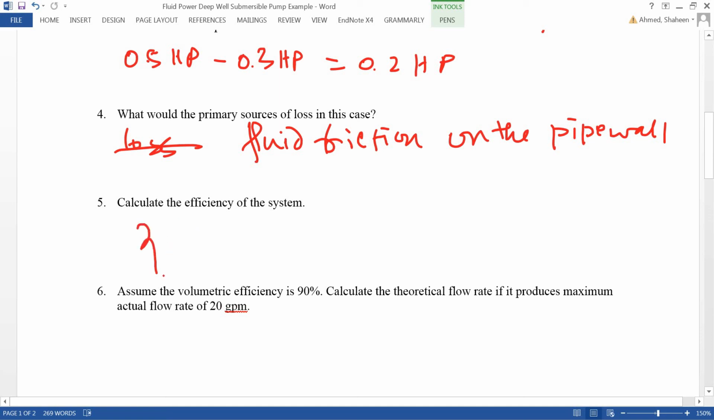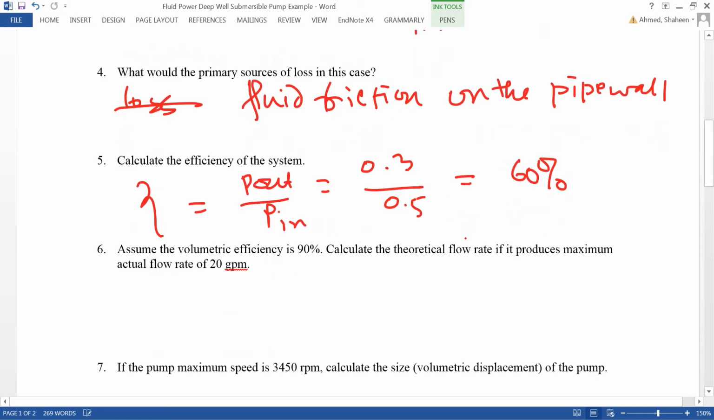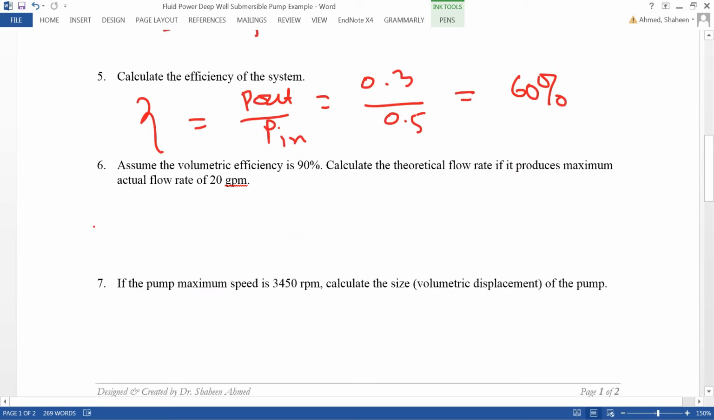Calculate the efficiency. Efficiency is power out by power in. So we calculated power out is 0.3 horsepower, and power in was 0.5, so that is 60%. And then assume the volumetric efficiency is 90%, if the maximum flow delivered is 20 gallon per minute. This also came from the pump characteristics, so you can check that on Amazon.com, the link that I posted.